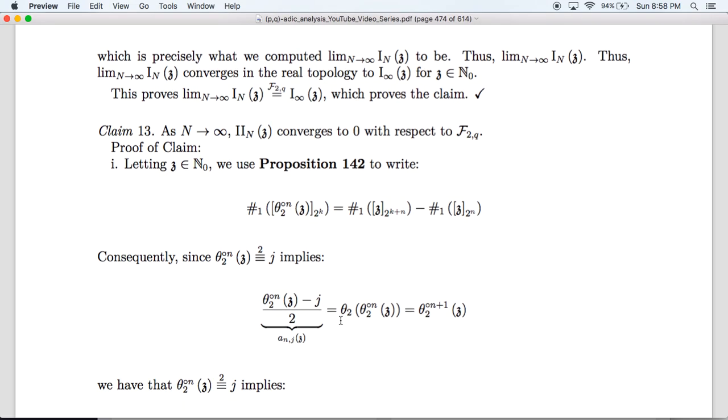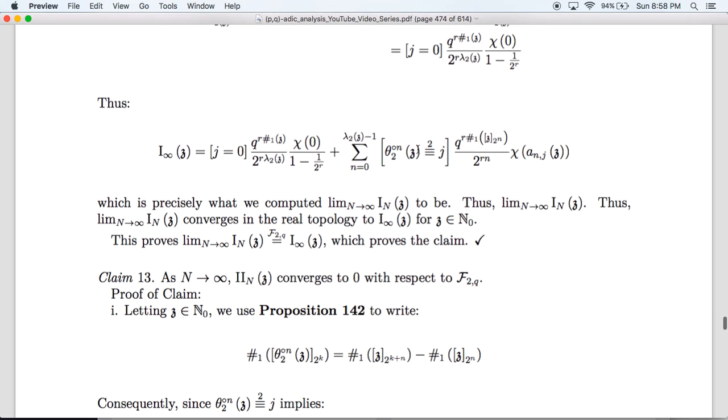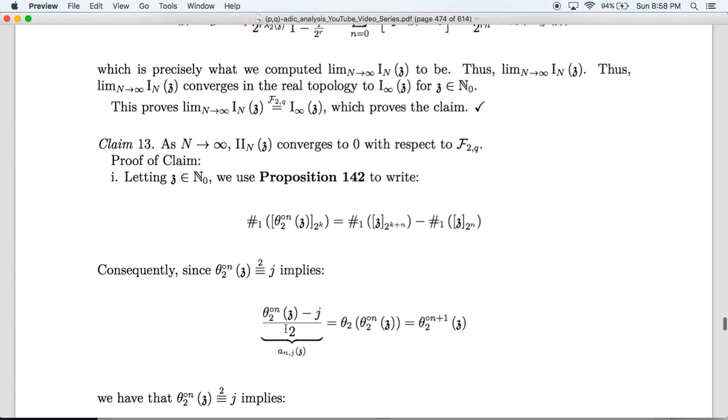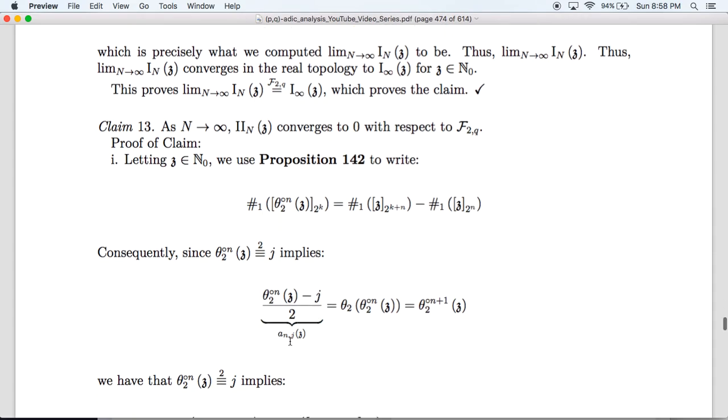Now we make an observation. Since we're requiring this congruence to hold true, this is the same thing as applying the shift operator to theta n. That is to say, if this number is odd, then this is going to be 1, and it's the shift operator of that. But if this number is even, then the congruence forces this to be 0, and again it's the shift operator. So what this says is that when this congruence is true, A_n j of z is theta to the n plus 1 of z.